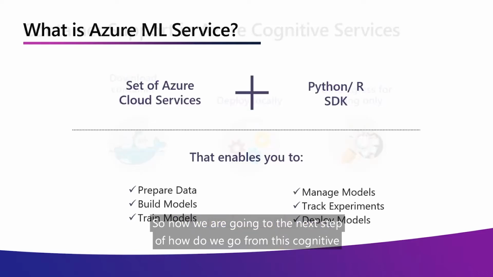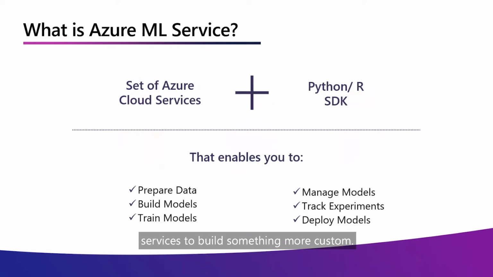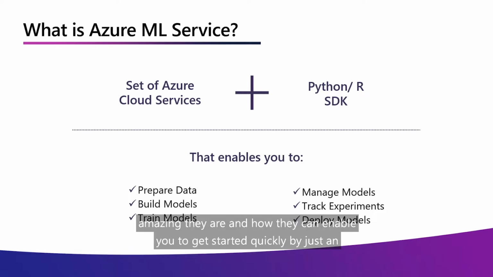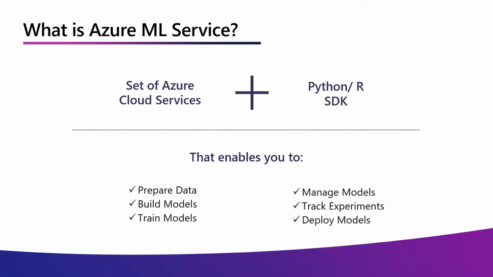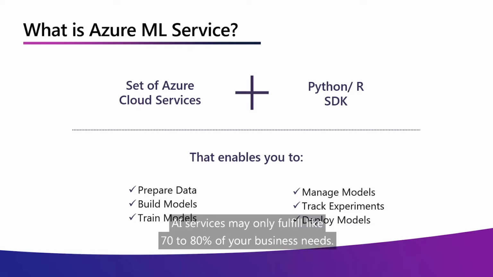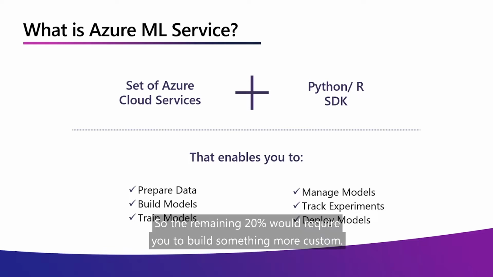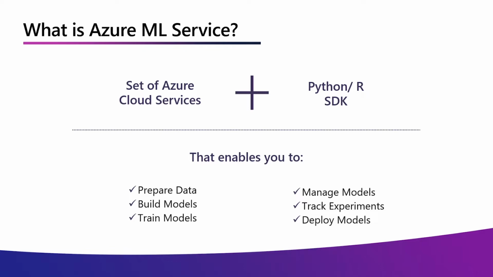So now we are going to the next step of how we go from these cognitive services to build something more custom. You may ask, why do we need to do that? We talked a lot about the cognitive services in the past few minutes and how amazing they are and how they can enable you to get started quickly with just an API call. However, in reality, there tends to be an 80-20 rule, where the pre-built AI services may only fulfill 70 to 80% of your business needs. The remaining 20% would require you to build something more custom.